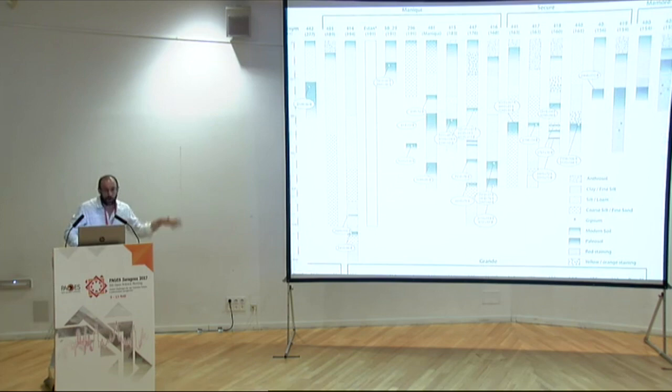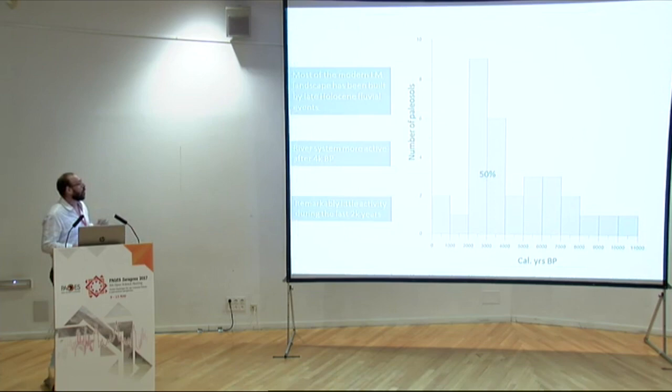The paleosol is important because when we have a paleosol, we have a paleosurface that has been covered with sediments, and these sediments have been deposited because a crevasse splay or an avulsion took place. So the amount of paleosol we find is a proxy of river activity somehow. And when we plot the histogram of the amount of paleosols we found, we see that 50% of all the paleosols are concentrated between 4,000 and 2,000 BP.